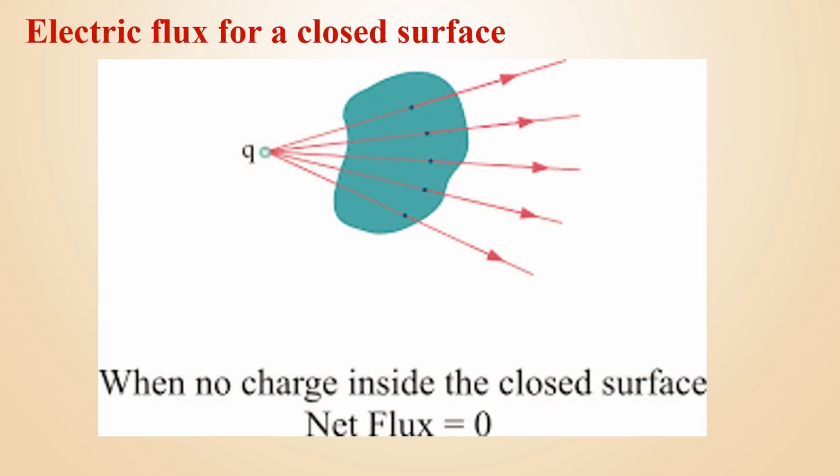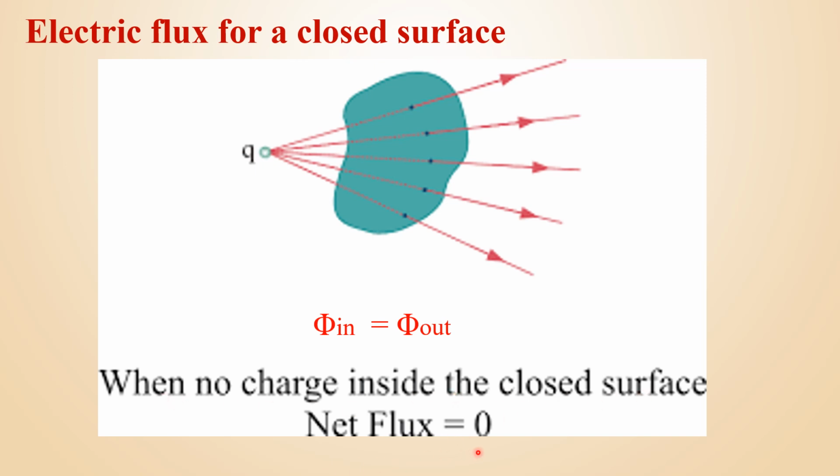Electric flux for a closed surface. For example, we have taken here a source charge which is outside the closed surface. Due to this source charge, the number of electric field lines entering the closed surface is equal to the number of electric field lines leaving the surface. So, flux in is equal to flux out and net flux is 0. So, when there is no charge inside the closed surface, net flux will be 0.